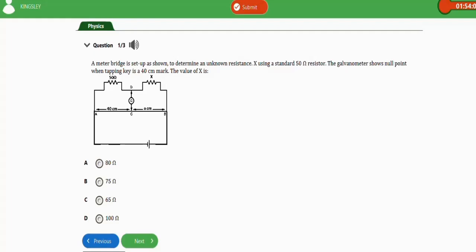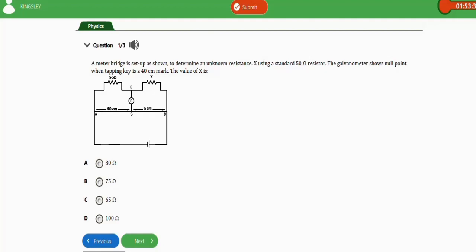In this video, we're going to learn how to solve these JAMB repeated physics questions in current electricity for the subtopic meter bridge. So we're going to practice with 3 repeated questions for this subtopic, meter bridge, under current electricity. So let's get started. The first question I have here says the meter bridge is set up as shown.